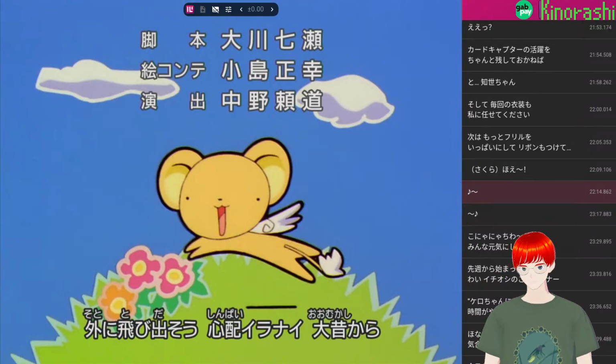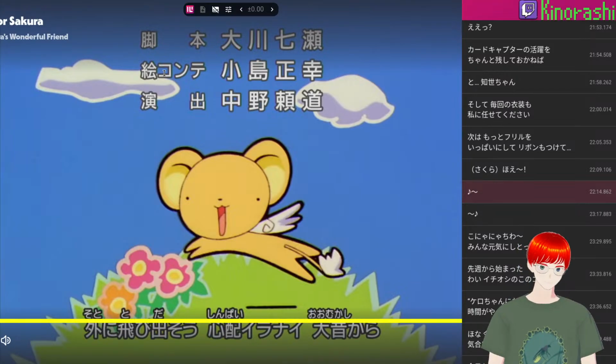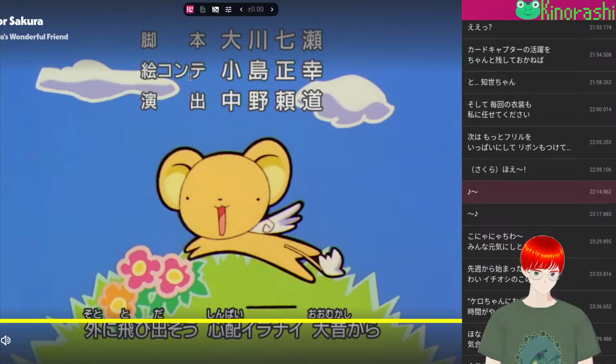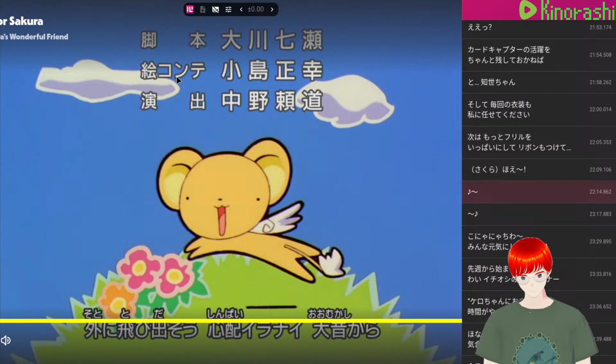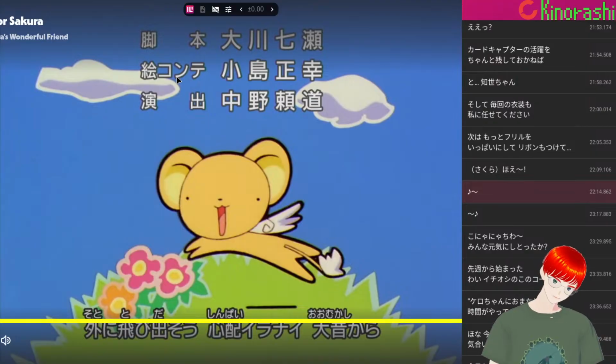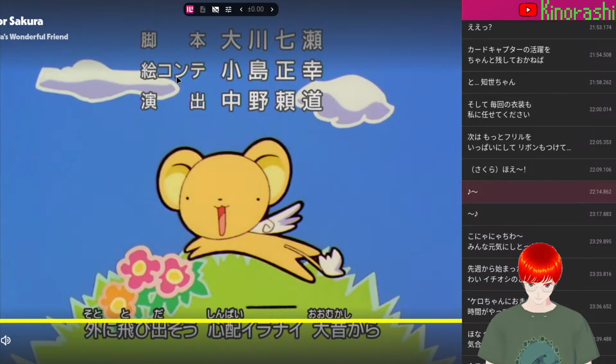Omukashi kara. Omukashi, ancient times. So from ancient times. So we don't need to worry about old things. So let's leap outside. We don't need to worry about old things.